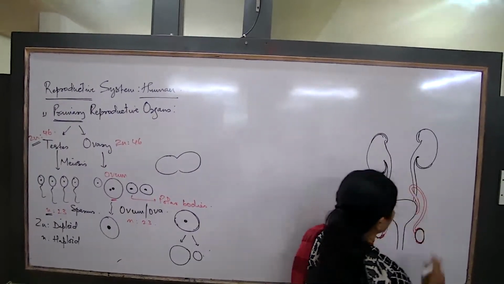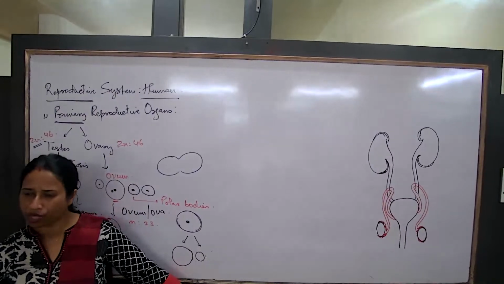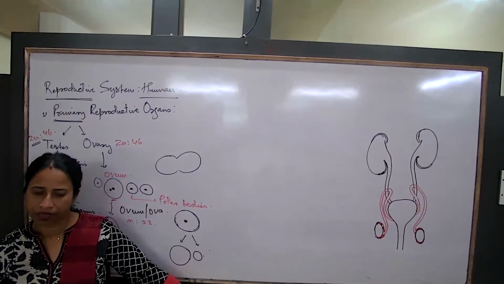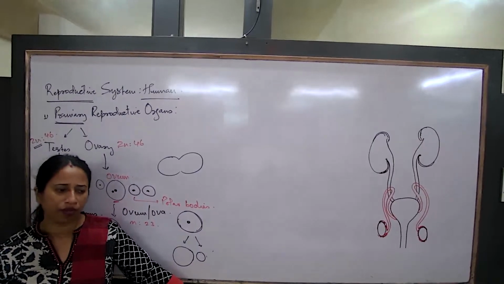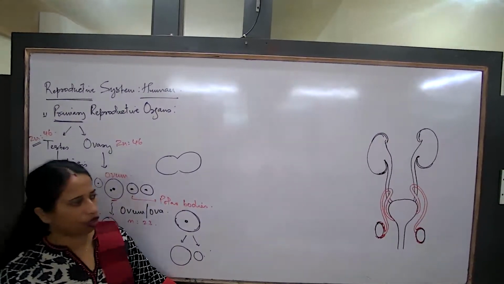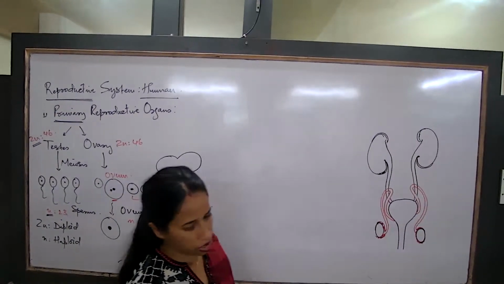Hence, all the four cells contain the same number of chromosomes.